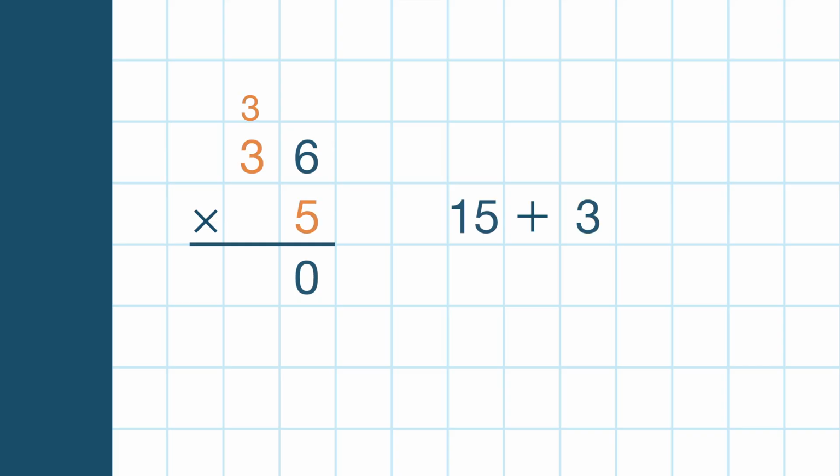Add the 3 that we carried. 15 plus 3 equals 18. Write 18 in the hundreds and tens place below. So 36 times 5 equals 180.